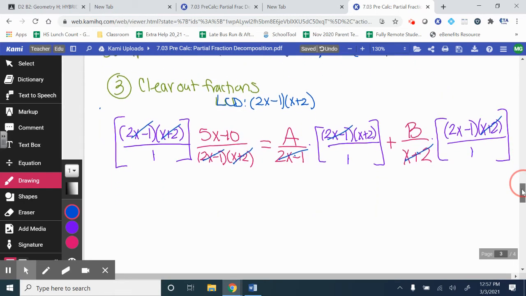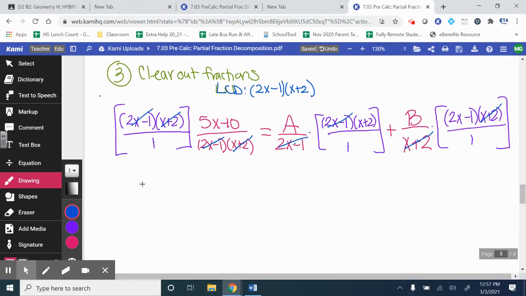Now let's write what we have left. I have just 5x minus 10 equals a times x plus 2 plus b times 2x minus 1. All right, now we need to solve for a and b. What I want to do eventually is get this right-hand side to match up with the left-hand side over here.